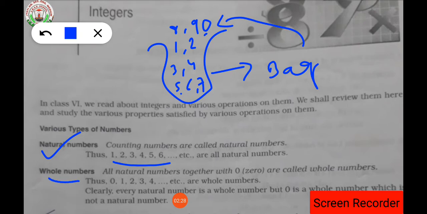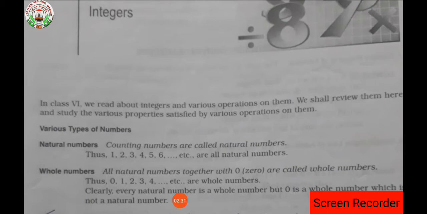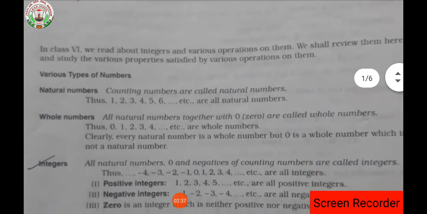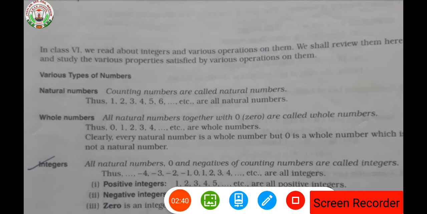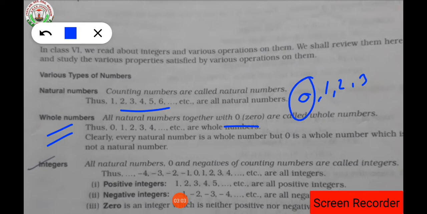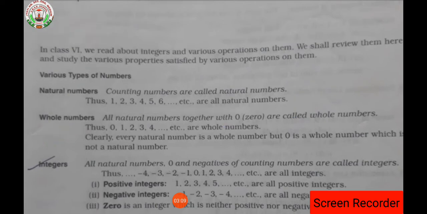Understood everyone? It means that if we add a 0 to the counting numbers or natural numbers, it is said to be whole numbers. See, all natural numbers together with 0 are called whole numbers. If we add 0 to the natural numbers, then they will automatically become whole numbers. Clear? The minute difference between natural numbers and whole numbers is 0 only. Without 0 it is called a natural number, and with 0 it is called a whole number.